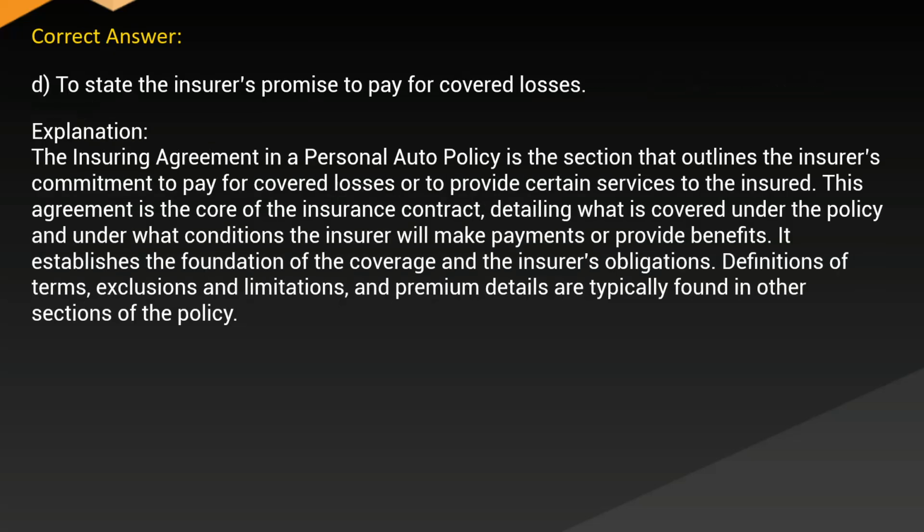Correct answer: D. To state the insurer's promise to pay for covered losses. Explanation: the insuring agreement in a personal auto policy is the section that outlines the insurer's commitment to pay for covered losses or to provide certain services to the insured. This agreement is the core of the insurance contract, detailing what is covered under the policy and under what conditions the insurer will make payments or provide benefits. It establishes the foundation of the coverage and the insurer's obligations.